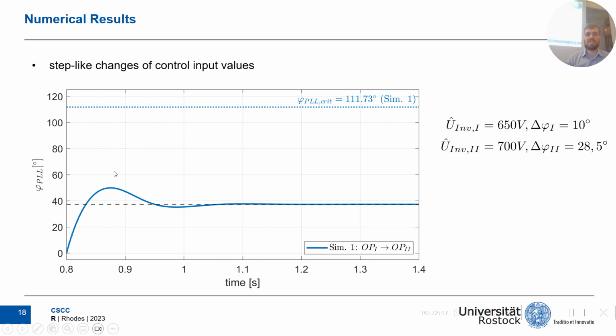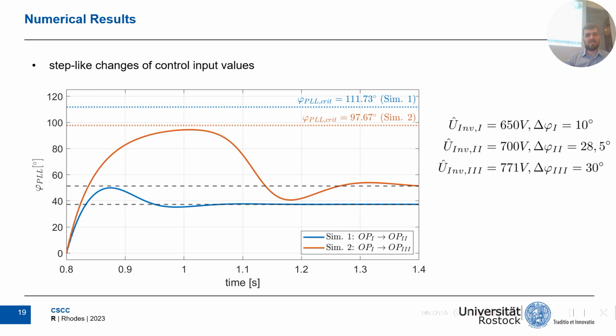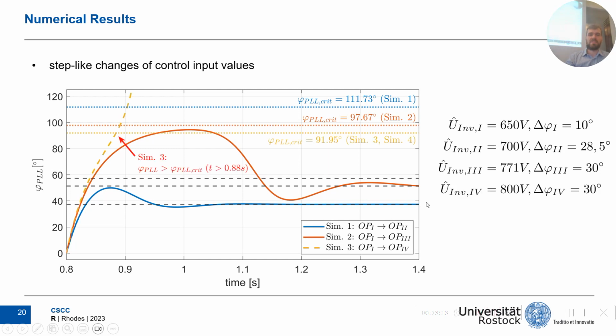For this first simulation, you see that the overshoot is considerably below this critical value, which means that the target operating point is reached. In the second experiment, this was designed so that the critical value is also not reached, but just barely. So you can see there are considerable oscillations, but eventually the operating point is reached. In the third experiment, the state VPLL hits the critical value, and you can see that after this point, the plot diverges. So the target operating point cannot be reached anymore.